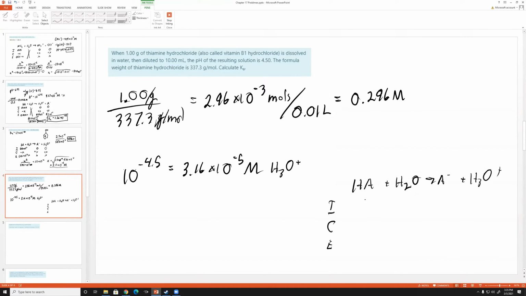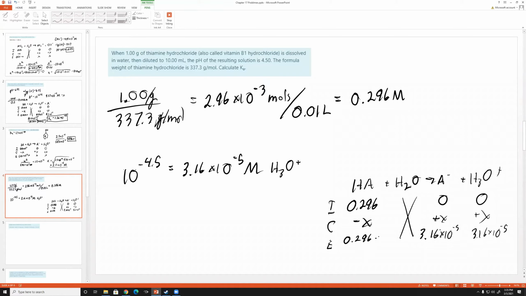Here's our ICE chart. And our initial concentration, 0.296. Water we don't do, and we have 0, 0. Minus X, plus X, plus X. And our X, in this case, we know as 3.16 times 10 to the negative fifth, both for the conjugate base and the hydronium ion. And for the acid we have 0.296 minus X.